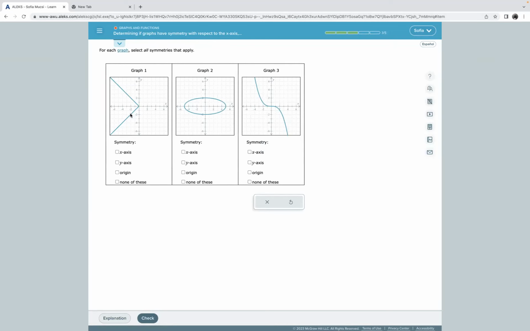So this is reflected over the x, that's right, and then this is x, y, and origin. Okay, looks good. This is origin.